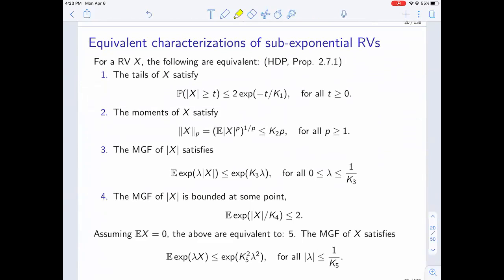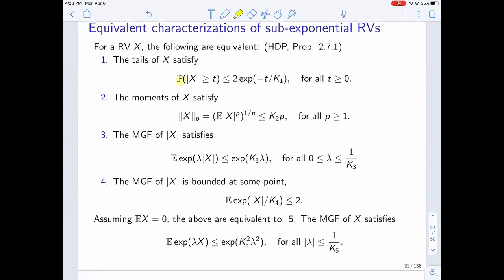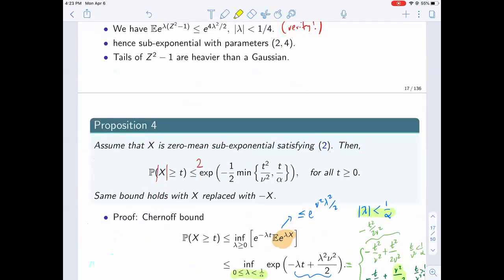Similar to the sub-Gaussian case, we have equivalent characterizations of sub-exponential random variables. For a random variable X, the following are equivalent. We either have a tail bound of this form, that's one characterization. You can see this ignores the sub-Gaussian part of the bound. As long as you can show this, for example, a bound like this implies something like that.